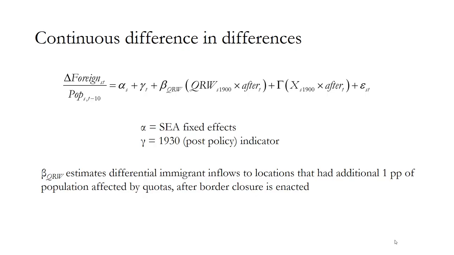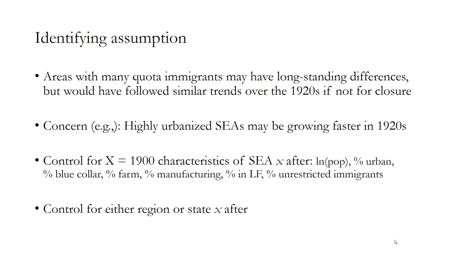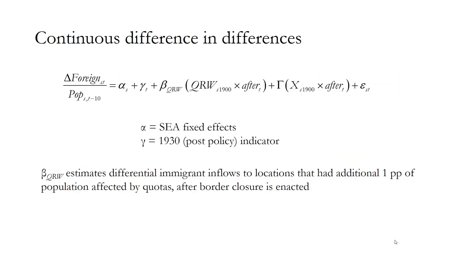So the main thing we're going to be looking at are these beta coefficients, which will tell us about differential immigrant inflows, in this particular case, to locations that were separated by 1 percentage point in the share of their population affected by the policy. Okay, because this QR weighted is a share of the population, or a percentage of the population, I should say. So each coefficient can be interpreted as what happens when there's a 1 percentage point additional share of the population affected by the policy after the border closure is enacted.